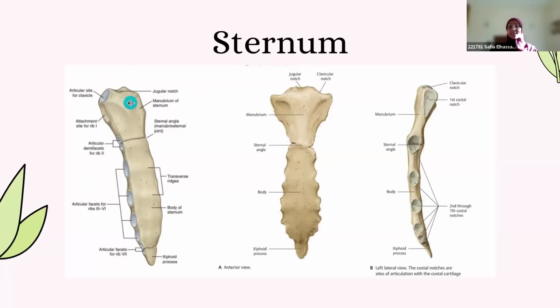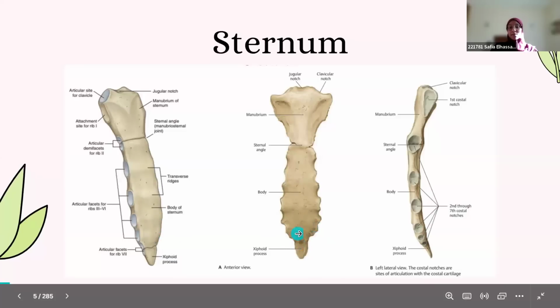It also has an attachment site for the first rib, and it joins the body at this angle called the manubriosternal joint, or the sternal angle. And between them, you also have the articular demifacets for rib 2. So rib 2 can articulate with the manubrium and the body at the same time. The body is the longest part, and it has the articular facets for ribs 3 to 7. And then the last part is the xiphoid process. The joint between the body and the xiphoid process is called the manubrio-xiphoidal joint.